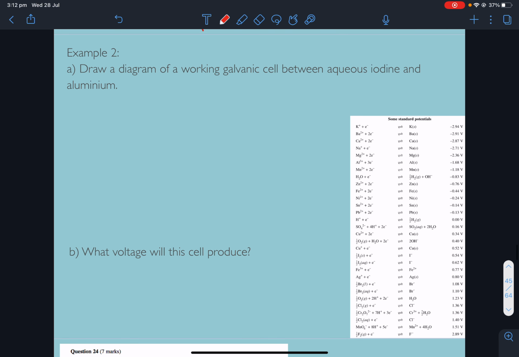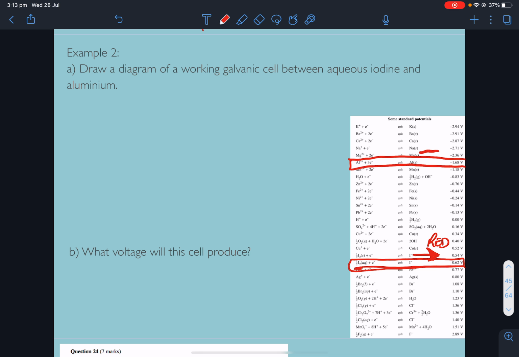Okay, let's do the same thing, but now let's talk about aqueous iodine. Here's our iodine, I2 aqueous, so we're talking about this reaction. And aluminium, I'm thinking it'll be higher up. Here we go. The more positive one will be the reduction half, so our iodine is going to iodide. That's our reduction. And our more negative will be our oxidation half, so it's going to go in the reverse: aluminium solid to aluminium 3+.